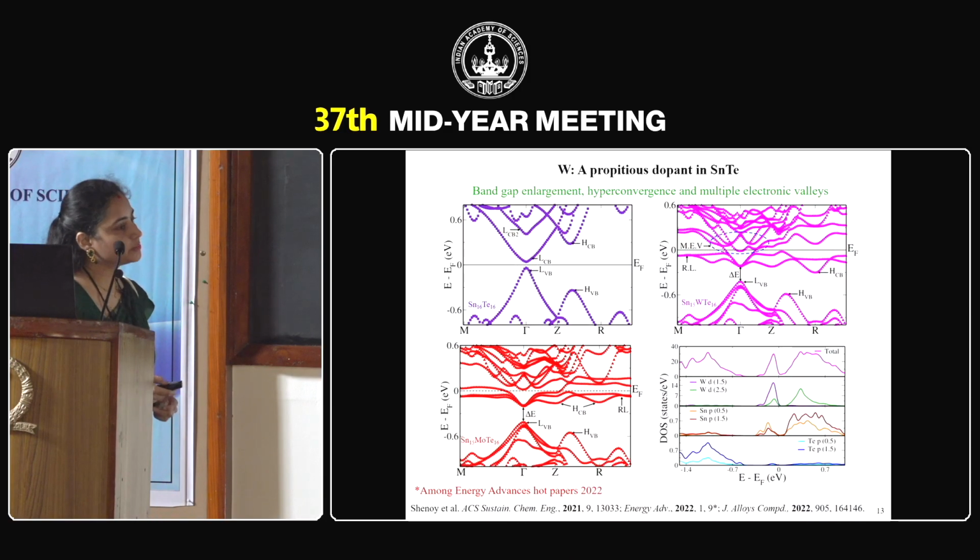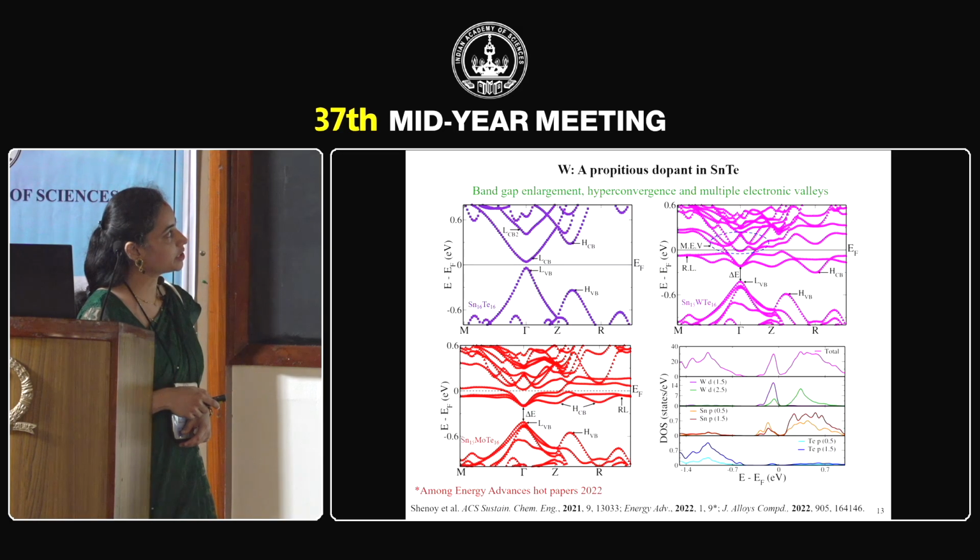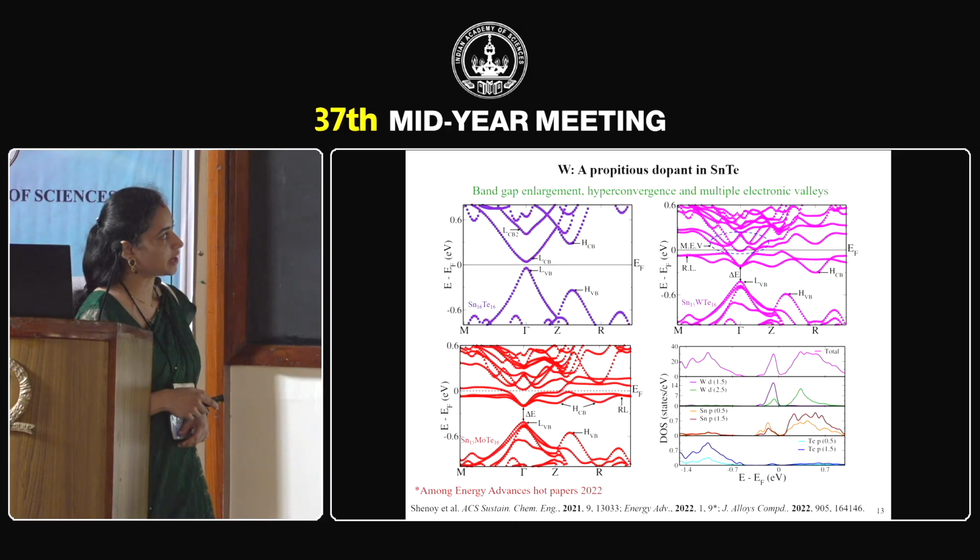So as I said in the beginning, for a thermoelectric material we need both P and N type legs. When we studied the electronic structure of tungsten doped SnTe, we saw that tungsten increases the band gap and causes convergence of the valence band. In addition, it introduces multiple electronic valleys near the Fermi level, and the unique feature was hyperconvergence of the conduction band.